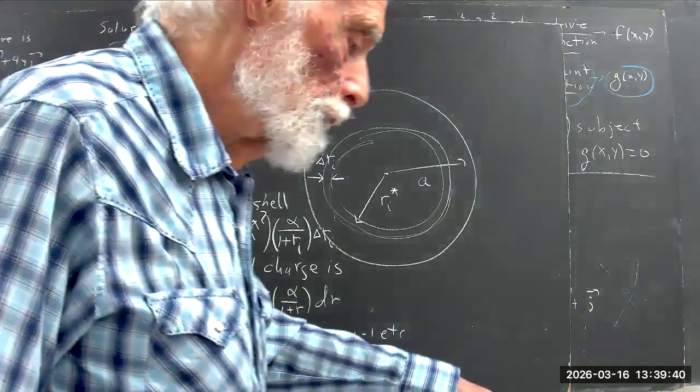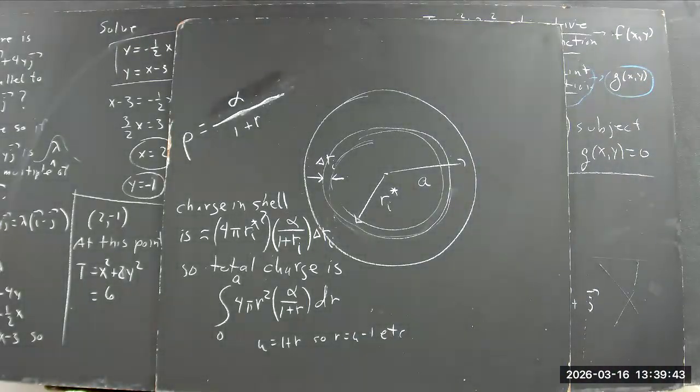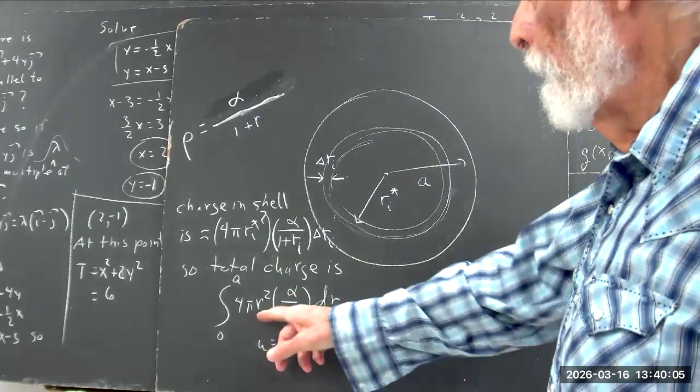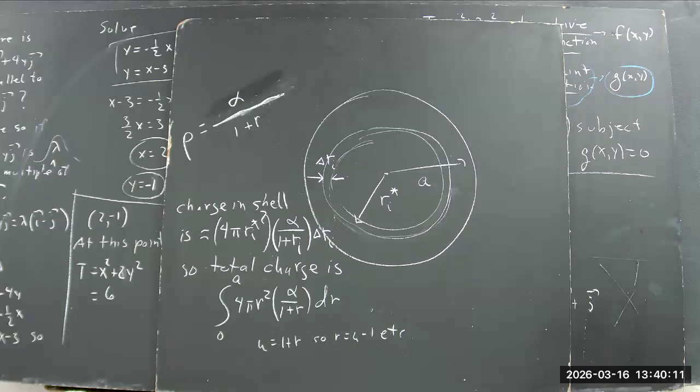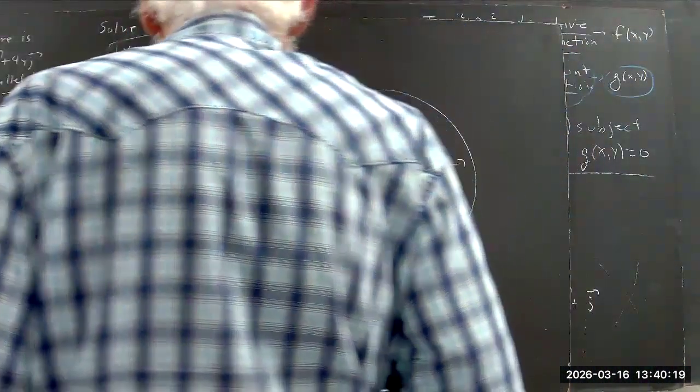So I'm not going to do the integral for you. You try to understand what I just did. You did volumes by shells in second semester calculus. And all we're doing is multiplying the volume of a shell by the density to get the amount of charge. You want to ponder that.